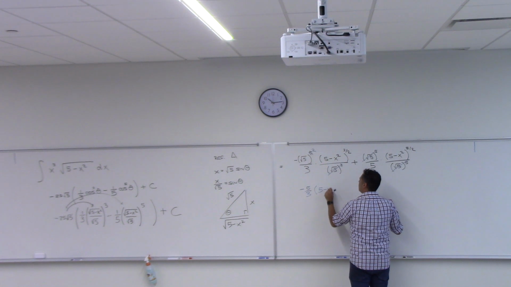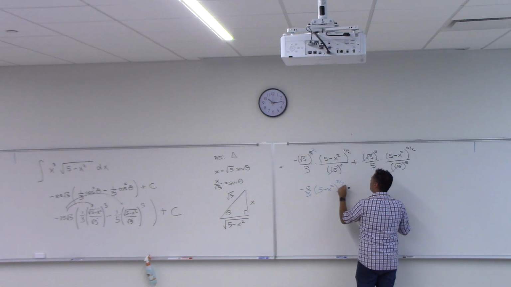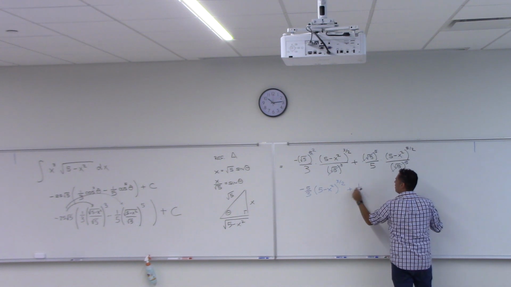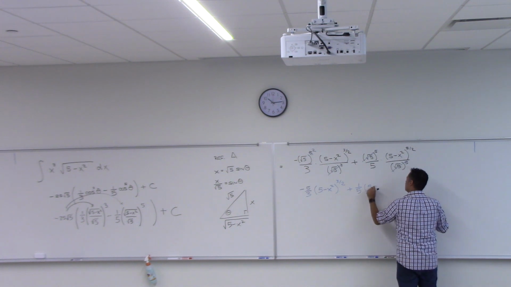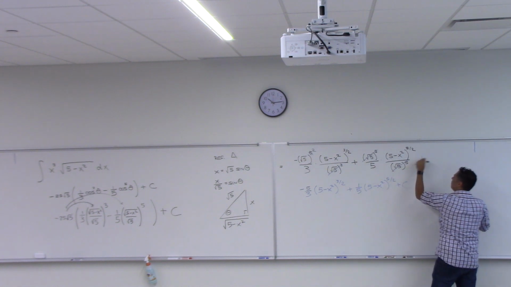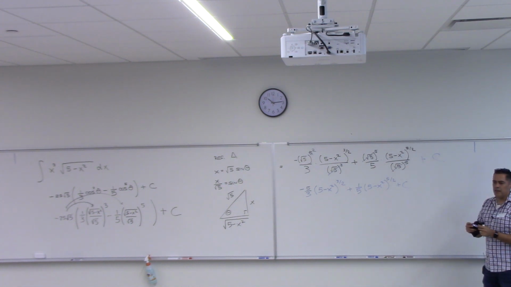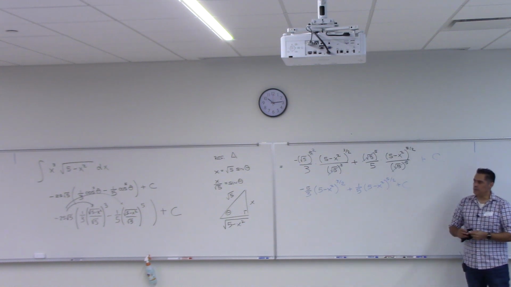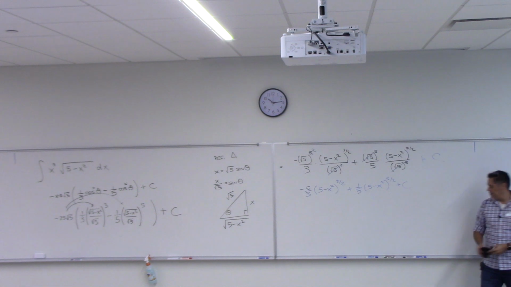5 minus x squared to the 3 halves. Plus, these went away, but I still had this, so it's 1/5. And then 5 minus x squared to the 5 halves. Plus c. That's a pretty clean answer, if you ask me. Yikes, right?